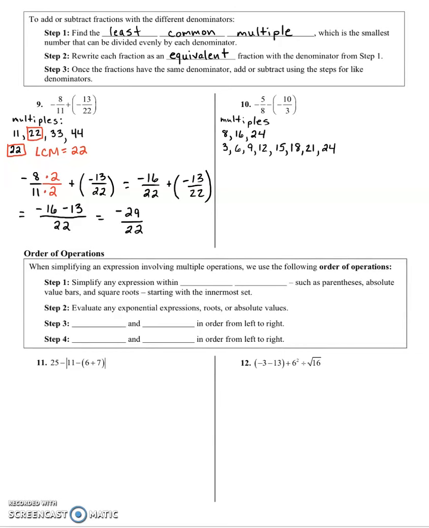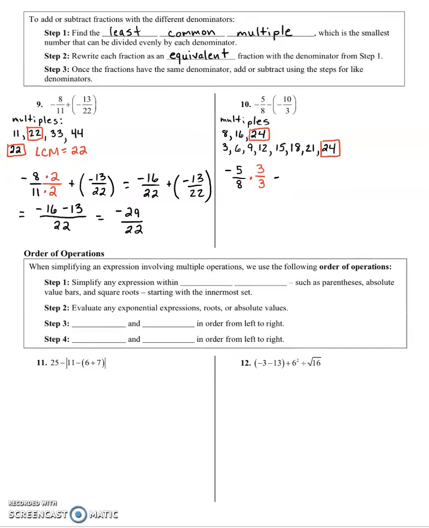So we see that the smallest number that is in both multiples lists is 24. So that's going to be our common denominator. So if we have negative 5/8 and we need to turn that into a 24, we had to multiply the 8 by 3, which means we have to multiply the numerator by 3.